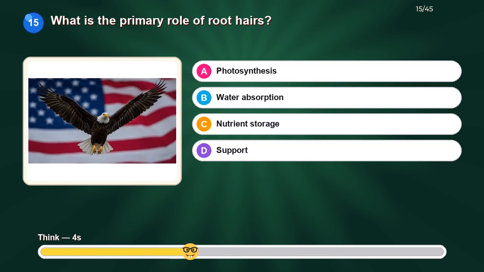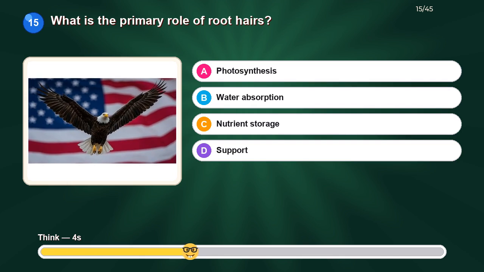What is the primary role of the calyx in a flower? Option A, attracting pollinators. Option B, protecting the flower in bud stage. Option C, producing pollen. Option D, supporting the stem. The correct answer is protecting the flower in bud stage.